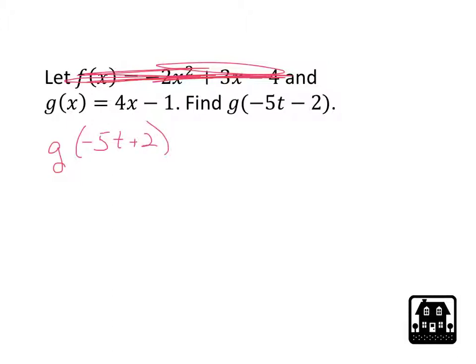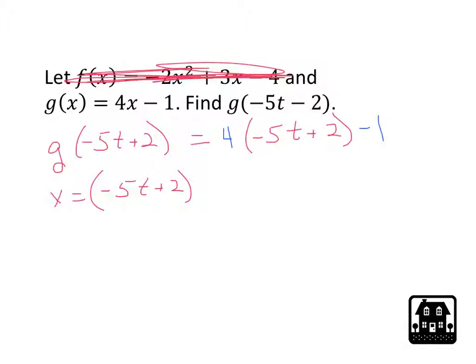you may want to take the step to say x is going to equal negative 5t plus 2. Put it in parentheses. So that means when you look here, every place you see an x, you replace it with negative 5t plus 2. So g of negative 5t plus 2 equals, and I'm going to write 4, and then I'm going to plug in my negative 5t plus 2 for x, minus 1.